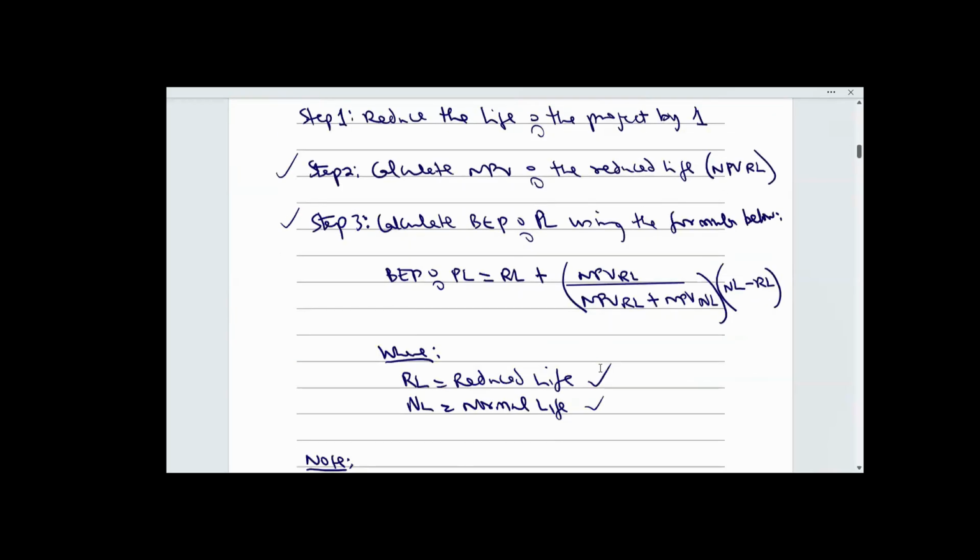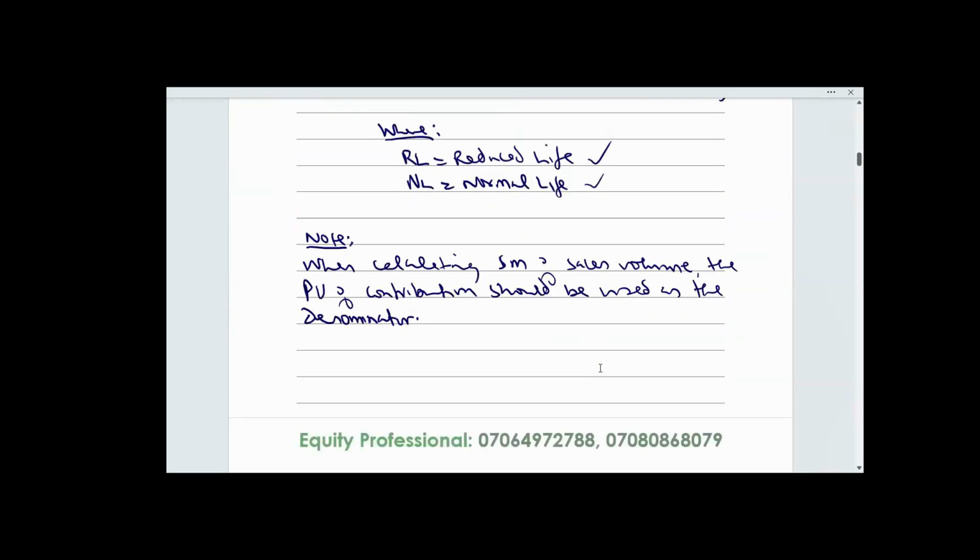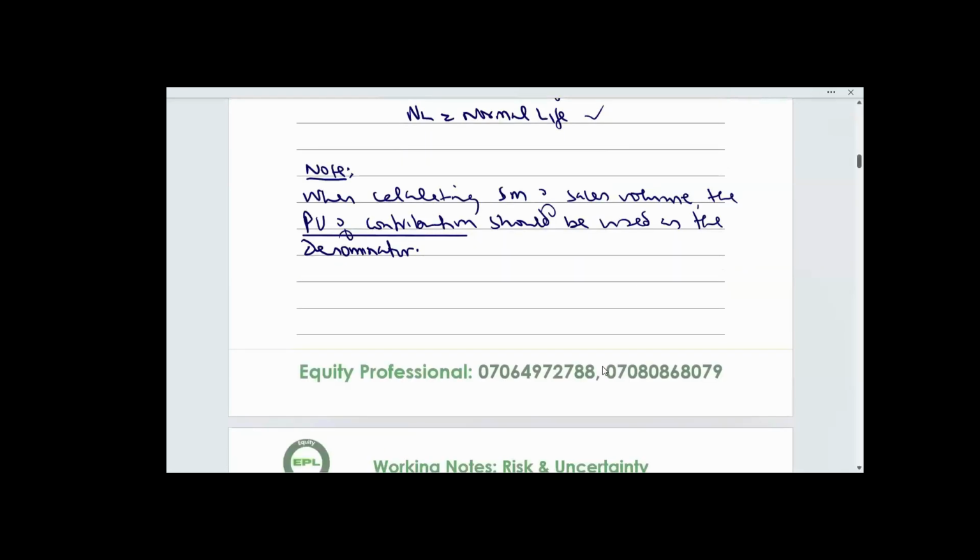Then finally, I also mentioned to you that whenever the examiner asks you to calculate sensitivity margin of sales volume, you are expected to use the present value of contribution as the denominator. Finally, anytime you compute sensitivity margin of variable, you are required to interpret your result.